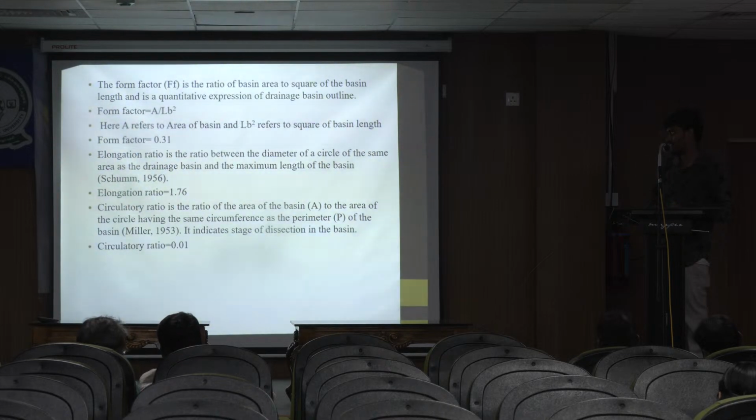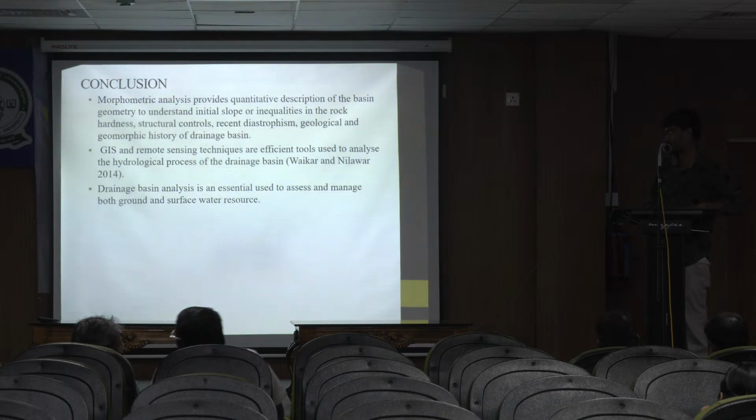Then circularity ratio. The circularity ratio is the ratio of the area of the basin to the area of a circle having the same circumference as the perimeter. Then conclusion: morphometric analysis provides a quantitative description of the basin geometry to understand initial slope or inequalities in the rock hardness, structural controls, recent diastrophism, and geological and geomorphic history of the drainage basin.